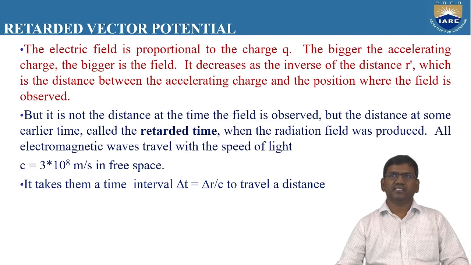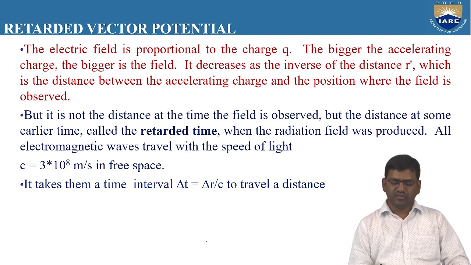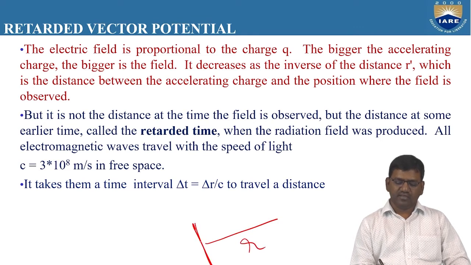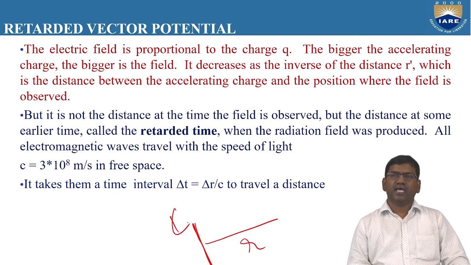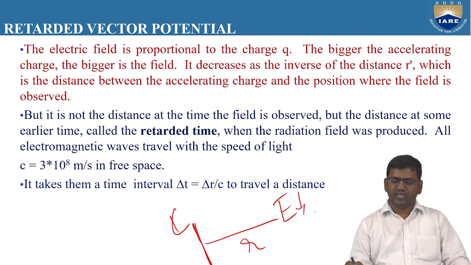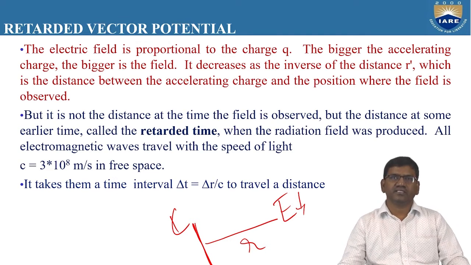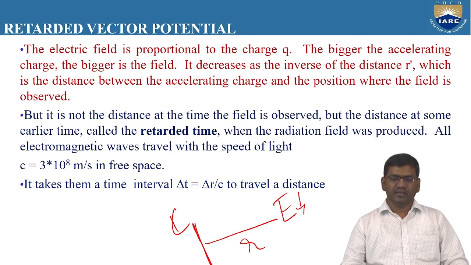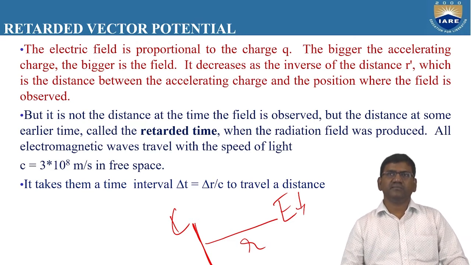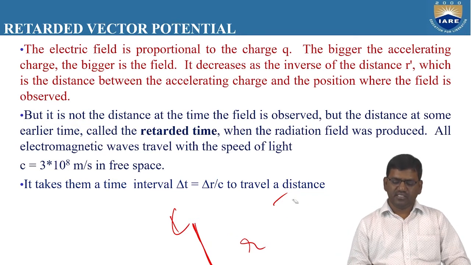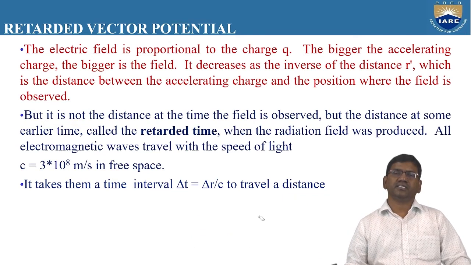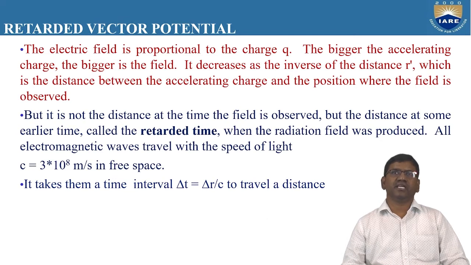Moreover, it decreases as the inverse of the distance r. That means as the distance increases, the electric field will decrease. So this is one observation from the basic concept of antenna radiation. But it is not the distance at the time the field is observed, but the distance at some earlier time, which we call the retarded time.